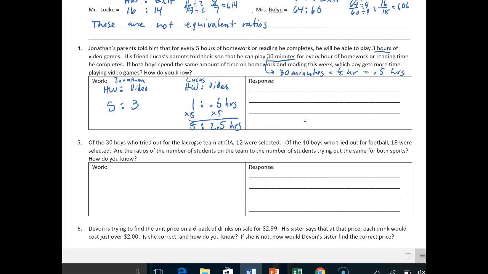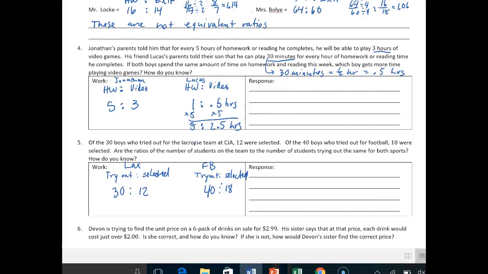For the next one, 30 boys tried out for the lacrosse team and 12 were selected. So we're basically doing the tryout versus the selected, and this is for lacrosse, LAX. Of the 40 boys who tried out for football, 18 were selected. So for football, FB, we've got, again, tryout to selected. Are the ratios of the number of students on the team to the number of students trying out the same for both sports? So basically we have 30 to 12 here. Is that the same as 40 to 18?